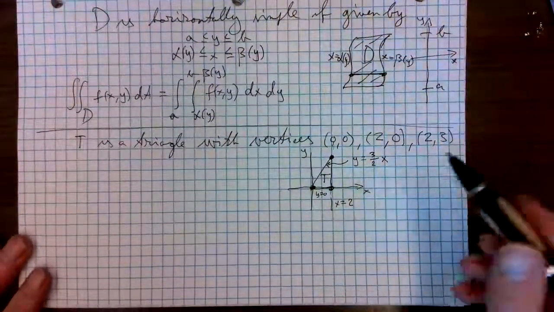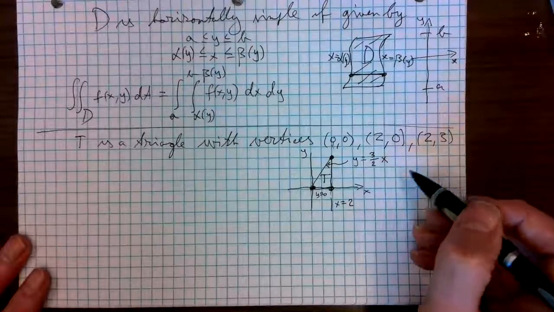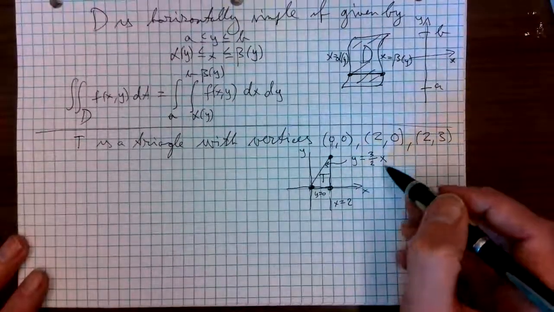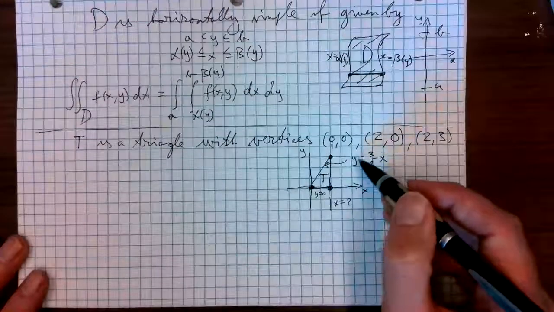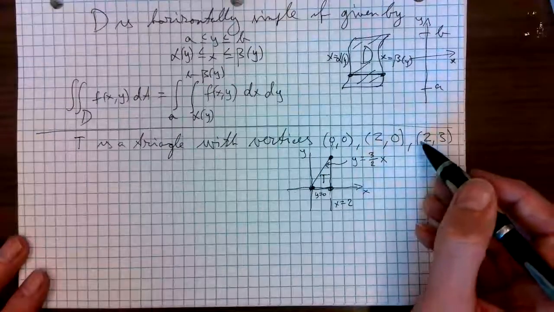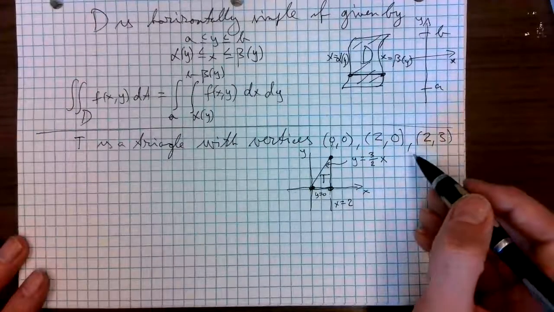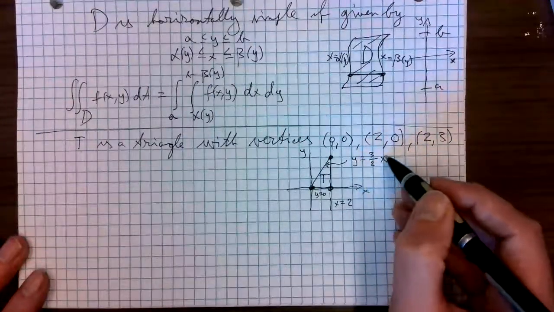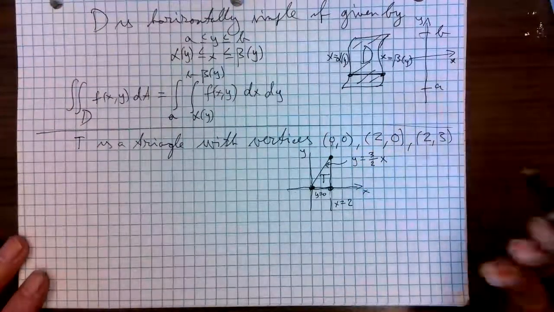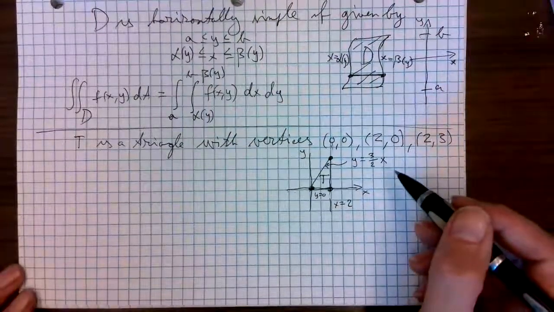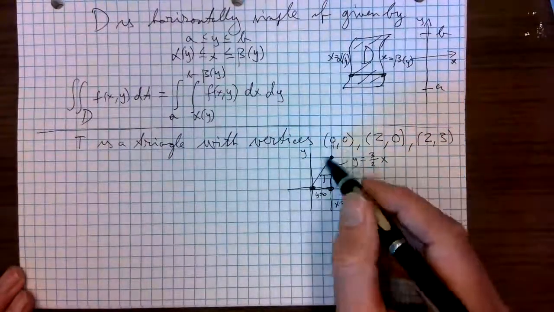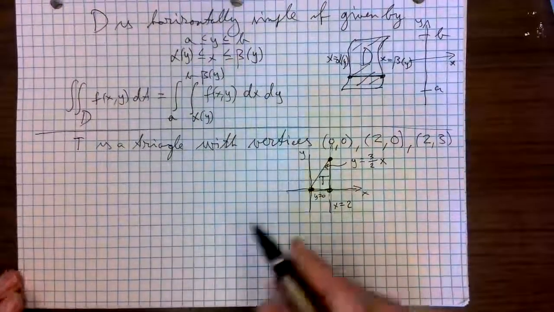Let's double check that that really works. If I plug in 2, 3, it should be on this line. 0, 0 is clearly on here. If I plug in 0, 0 here, it is clearly satisfied. Let's figure out if 2, 3 is satisfied. If I plug in 3 over here and 2 over here, then 3 is equal to 3/2 times 2. Yeah, that is equal, right? So that's how I describe these lines.